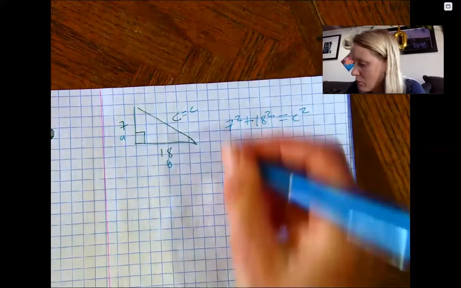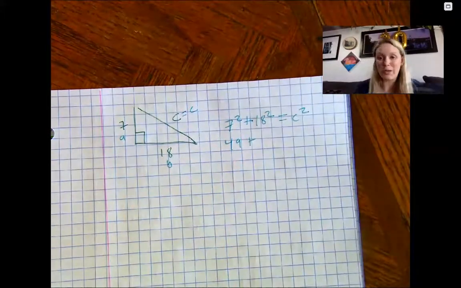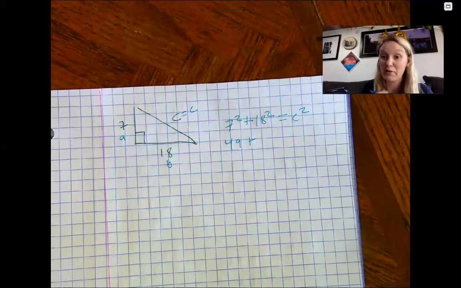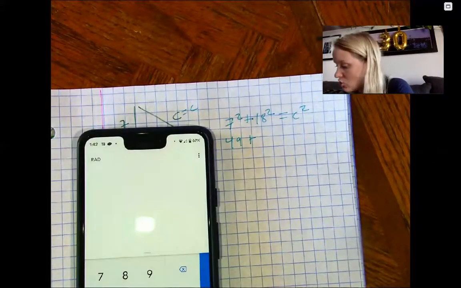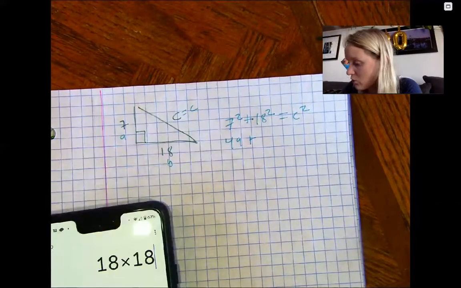Now I follow the order of operations. 7 times 7 is 49. Now 18 squared I know by heart because I've worked with math a lot, but if you don't know, I will reteach you how to do that. Oh, come on, calculator. Oh my God, I opened up calendar. Okay, that was my fault. Okay, so if I have my phone or whatever you want to use, I do 18 times itself twice can work. So I get 324.